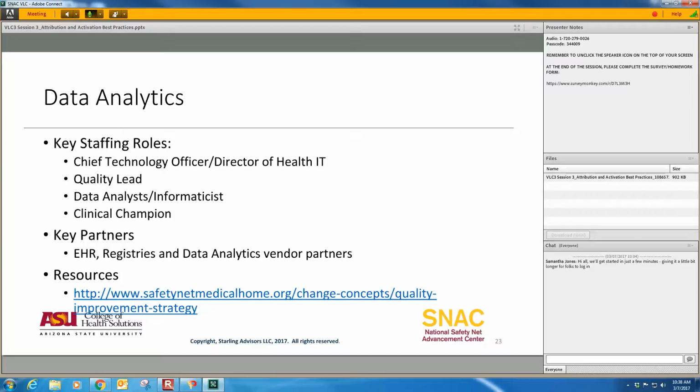And so this is where sometimes what makes sense is to partner either in a network environment where other providers are sharing this resource, or you may be partnering with vendor partners, your EHR or patient registry or other data analytics vendor partners. So this is where you can introduce a different level of complexity with relationships here.